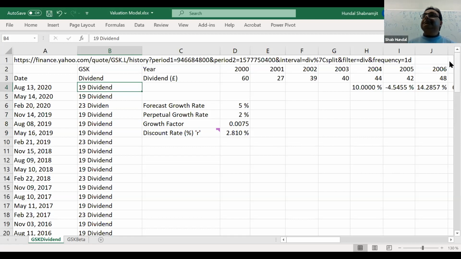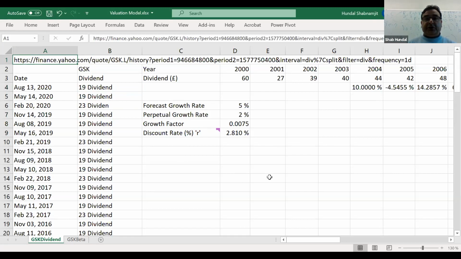What does it mean, 19? Huh? What 19? 19 pounds. Yeah, 19 pounds. And here you can see that I have given the source. So there is a full URL in case you miss out.